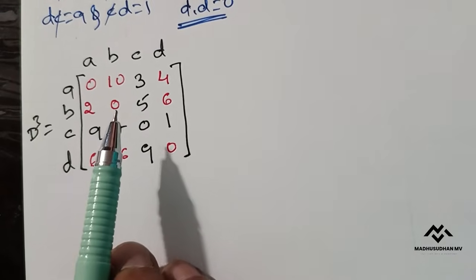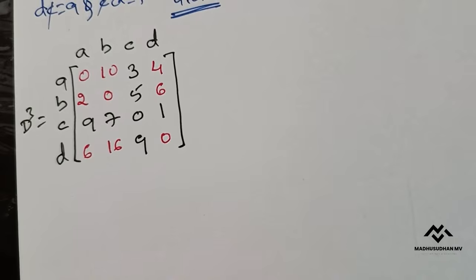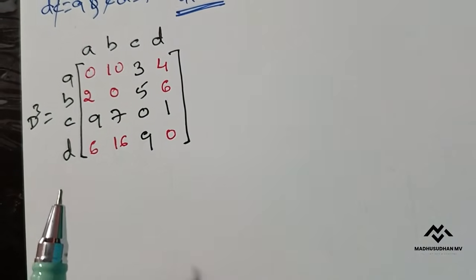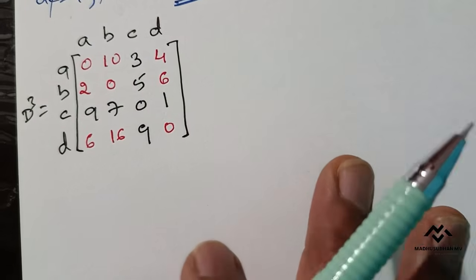See, this is our D to the power of 3. Now we need to consider what? D to the power of 4, because 4 nodes are there. Suppose 5 nodes are there, up to D to the power of 5. So it's time consuming, but very, very simple.